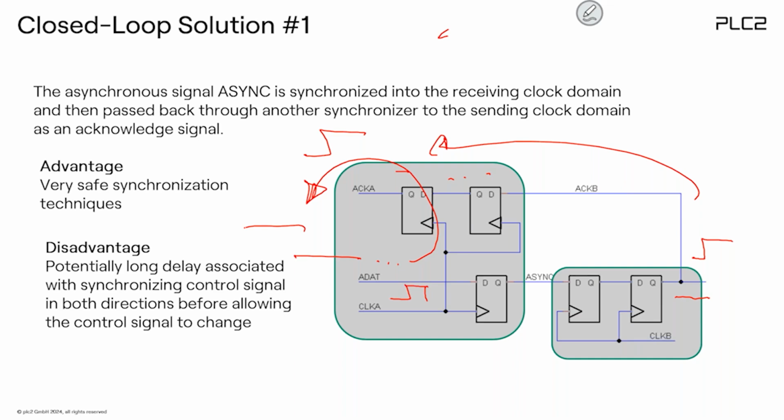So this is already the first simple synchronization with feedback. Advantage: very safe, because we make sure we do the synchronization before we do the next. Disadvantage is a potential long delay, because we need to synchronize here. That means a minimum of 2 TB, and then again we need to synchronize here, which is a minimum of 2 TA. So that's a long delay, but it's the safety. You pay, of course, with your performance.